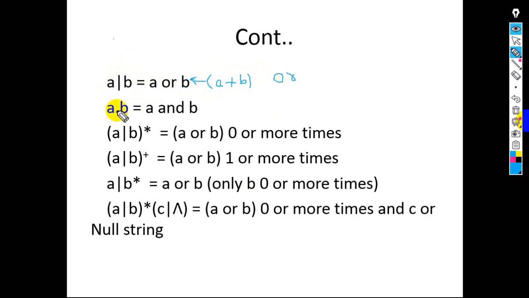Second one, A dot B. We will also use A dot B. This dot means and. What does it mean? It means A and B. For example, if you want to represent this expression, this is a regular expression. This regular expression is a set of strings represented. For example, a language L is equal to, how will we represent A or B?